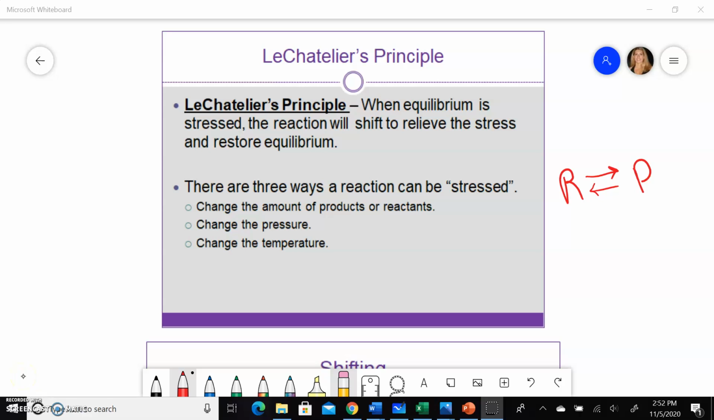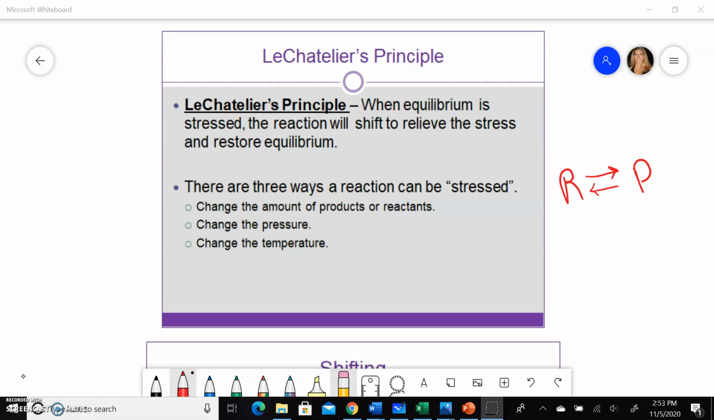Yesterday we talked about equilibrium, and we're going to apply that to today's lesson. So first, let's just review what equilibrium is. This is when you have reactants turning into products at the same rate that the products are turning back into the reactants. So we show this with a double arrow, and it means that both reactions are happening at the same rate.